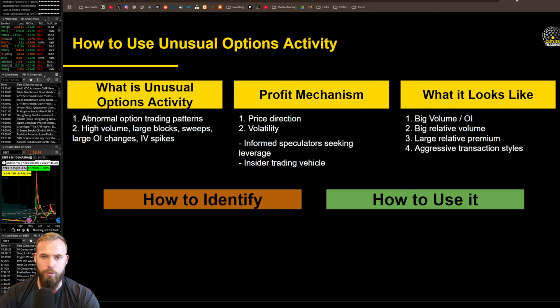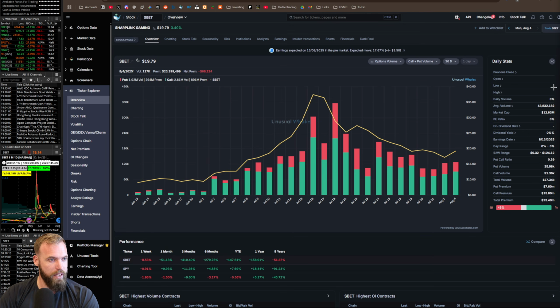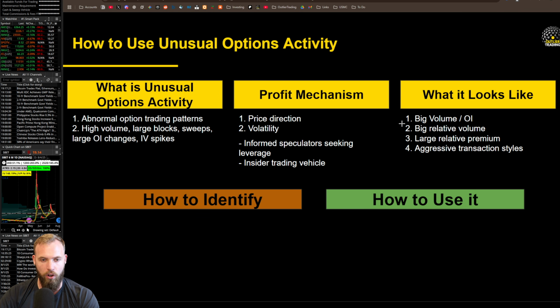Next is just big overall volume. Sometimes we can see that the volume in an options chain just starts to go haywire compared to what it typically looks like. Again, sticking with SBET for the example, we can see that total volume is kind of mellow in mid-June, late June. And then all of a sudden, early July, it starts going a bit haywire, and then it really starts to expand out.